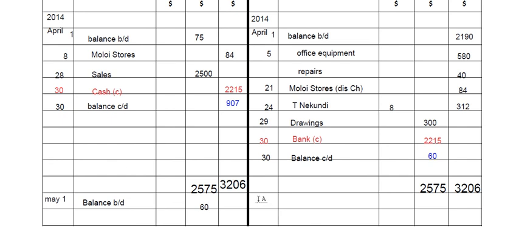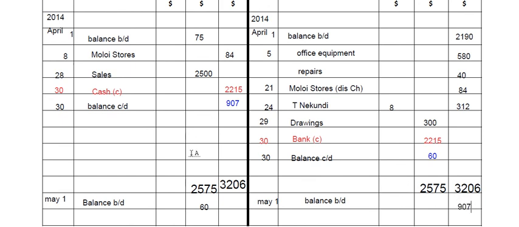And the balance brought down for the bank is 907. Just bear with us for a second. So balance brought down in bank is 907. Okay. And for the discount columns, we'll just put the totals.